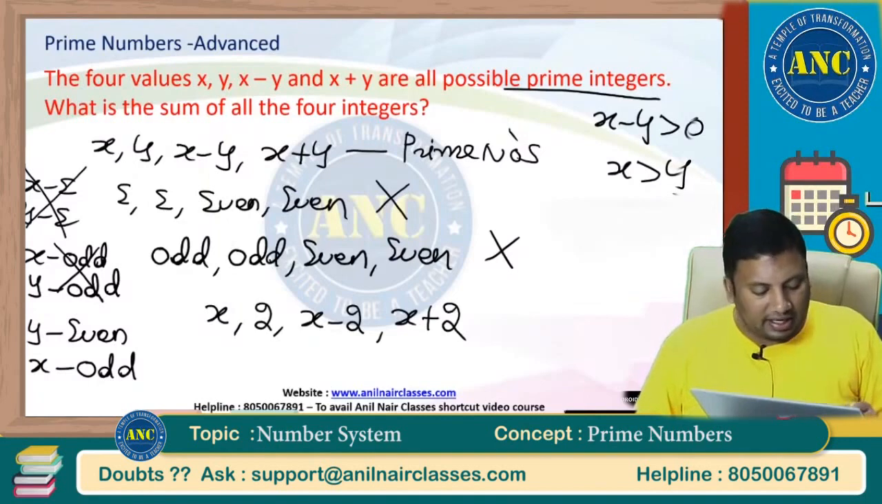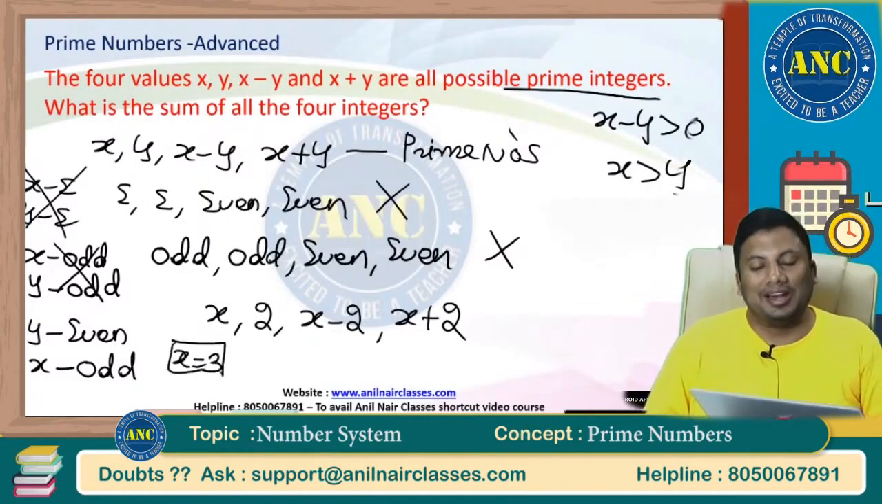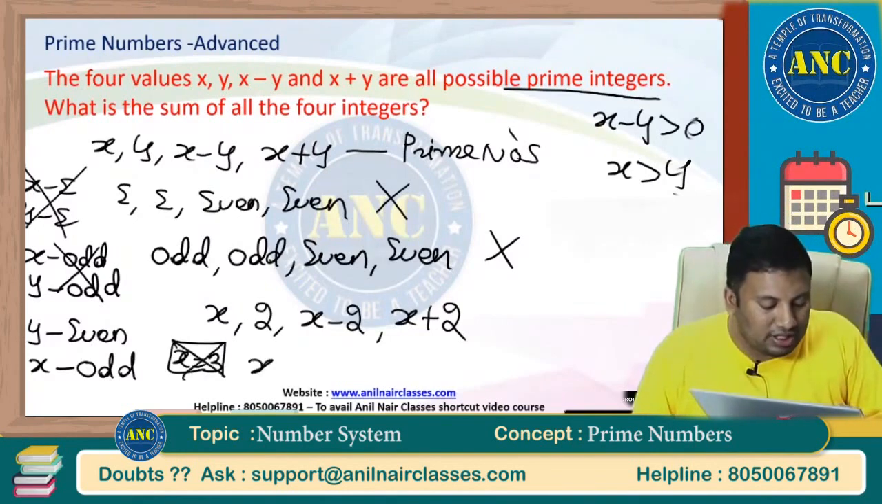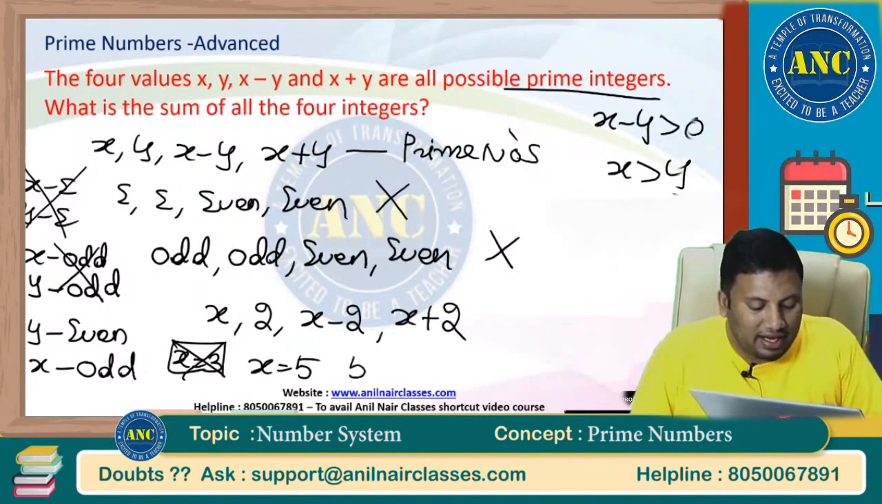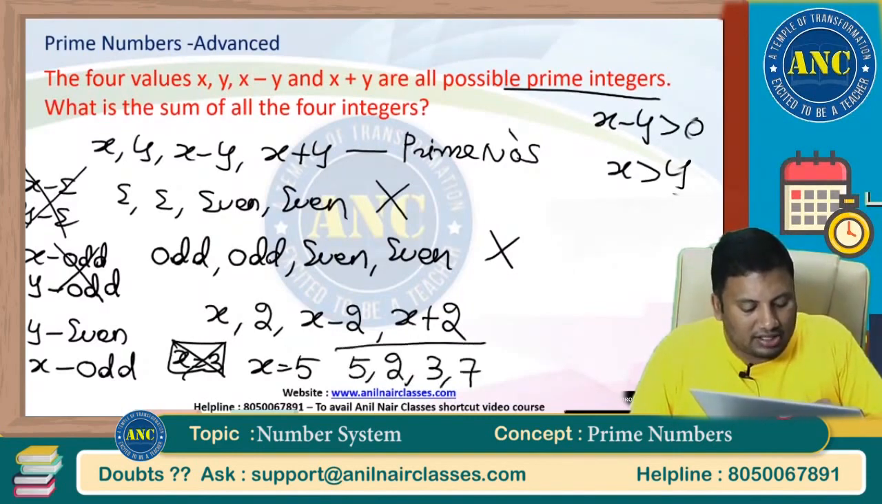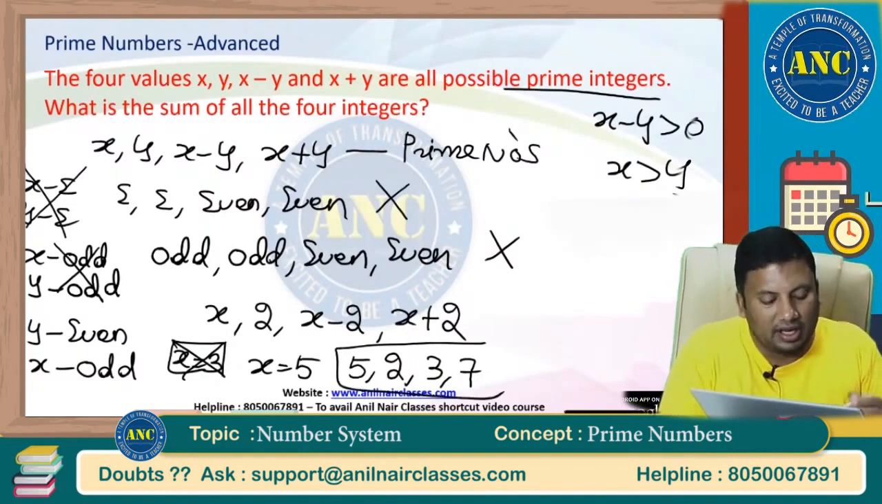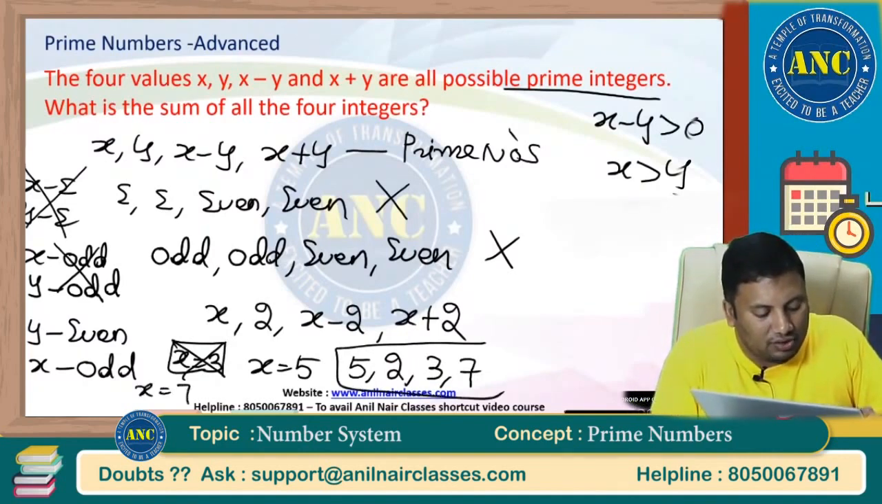If I take x equivalent to 3, 3 minus 2 is 1, and 1 is neither prime nor composite. X is 5: 5 comma 2, 5 minus 2 is 3, 5 plus 2 is 7. X is 5, it is satisfying. Suppose I take x value 7.